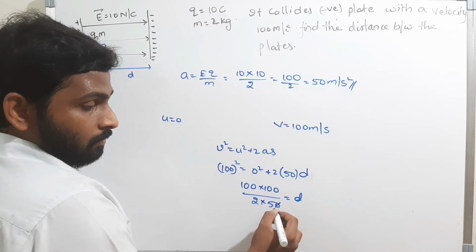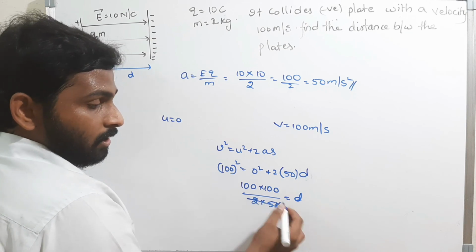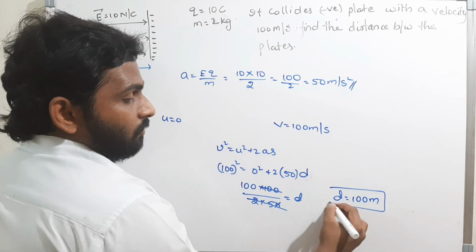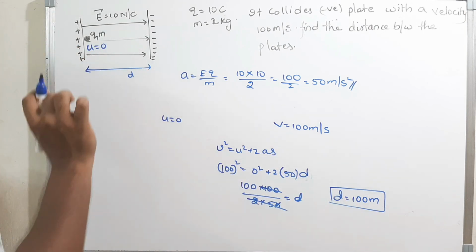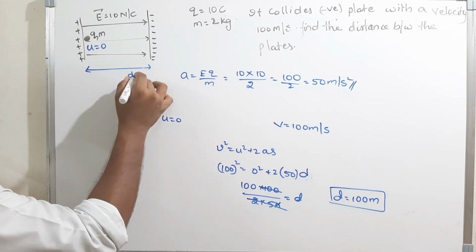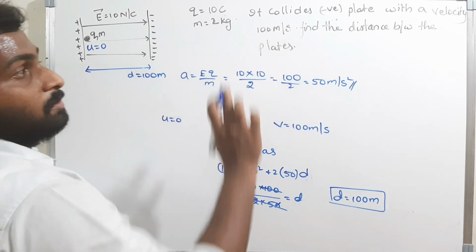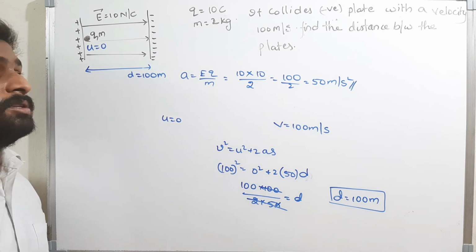Therefore, how much? 2 into 50 is 100. 100 cancelled off. What is d? d is nothing but 100 meters. The distance between the two plates is 100 meters. If the distance between the two plates is 100 meters, then the body will reach here with a velocity of 100 meters per second. I think this question is clear.